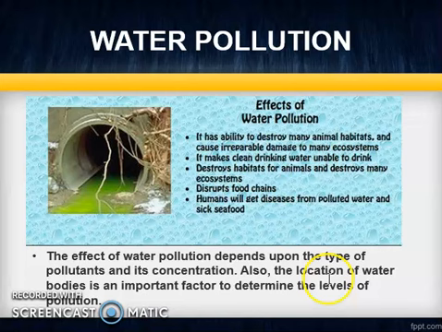Based on this slide again, based on the data statement presented in this slide, it is stated that the effect of water pollution depends on what kind of pollutant or substance is present in that polluted water, and also includes heat concentration as well.